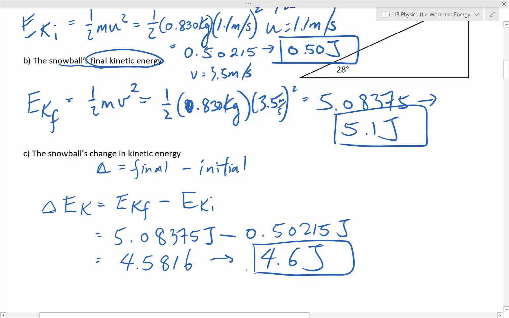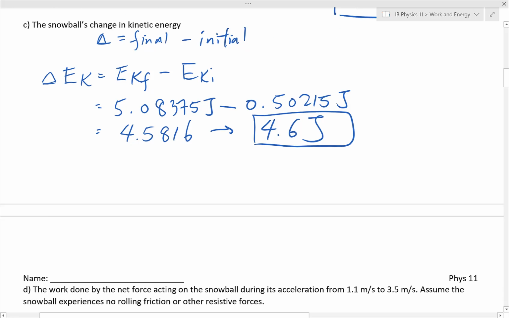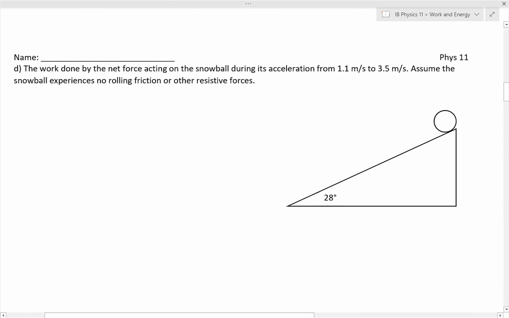You might be wondering, why did I ask for change in kinetic energy? She's up to something. There is a reason, and that is question D. Question D is asking for the work done by the net force acting on the snowball during its acceleration from 1.1 to 3.5 meters per second. Assume the snowball experiences no rolling friction or other resistive forces.